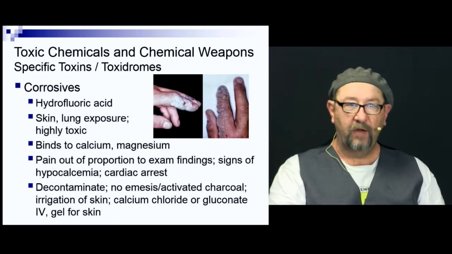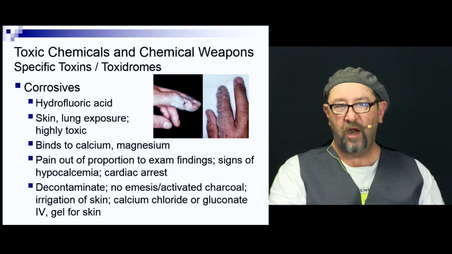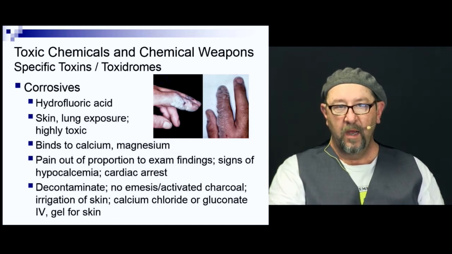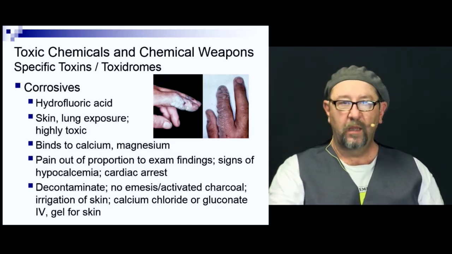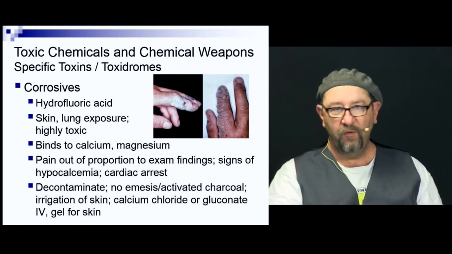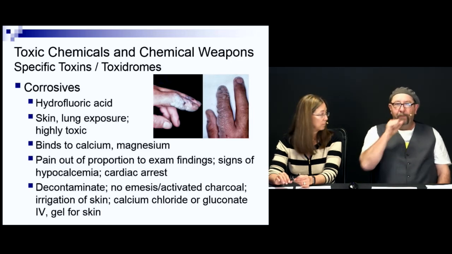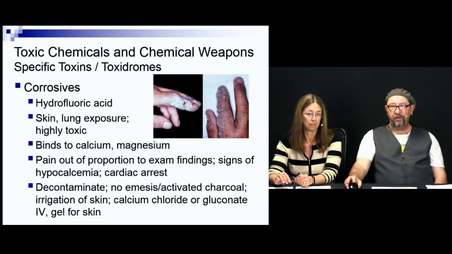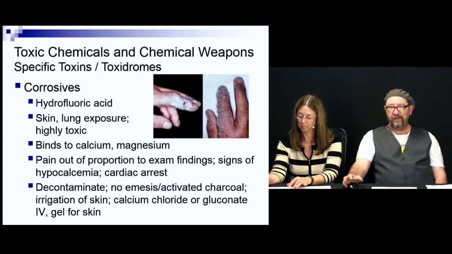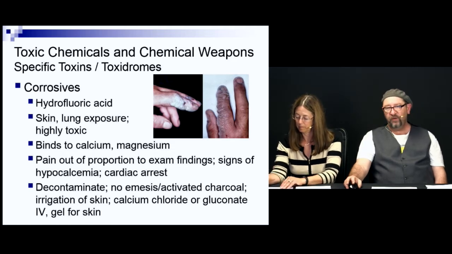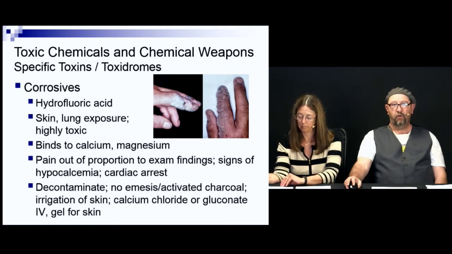Corrosives. Hydrofluoric acid. There could be skin or lung exposure, highly toxic, binds to calcium. Pain out of proportion to exam. A lot of times it's rust remover, rust removal, or etching. Glass etching comes up. They can get signs of hypocalcemia, particularly if it's ingested, and cardiac arrest. Decontaminate, no emesis or activated charcoal, irrigate the skin, and when it's the fingertips, you go for calcium chloride or gluconate. You can do it IV, you can do it as a gel, and you do it until they have pain control.